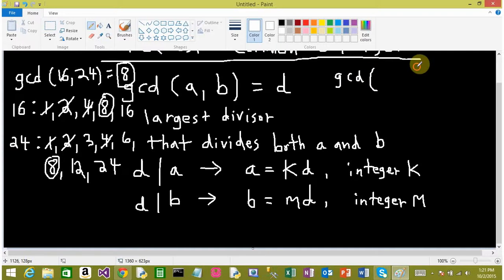GCD. So let's see here what we're going to do. We'll think of some bigger numbers to do for this next one. We'll have GCD of 32 and 200.